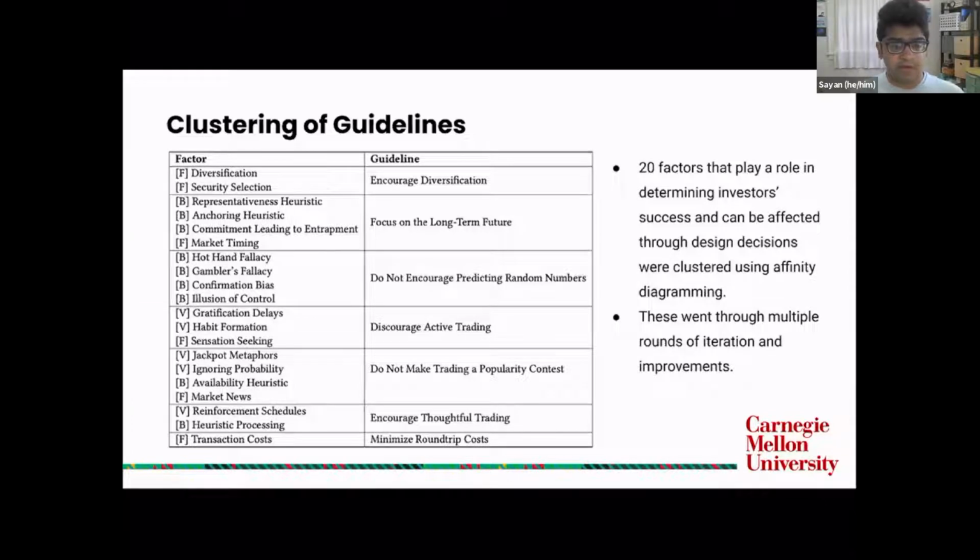For instance, I realized that frequency and thoughtful trading are not necessarily correlated. So I split the initial encourage infrequent and thoughtful trading guideline into two. I also noticed that do not charge commissions was a guideline that emphasized a particular business decision rather than a design decision. So this guideline was renamed into minimize round trip costs.